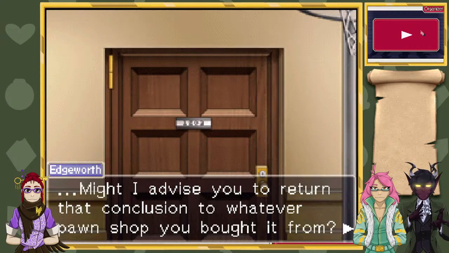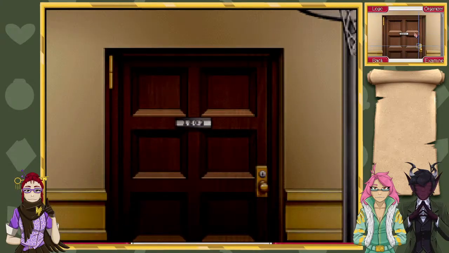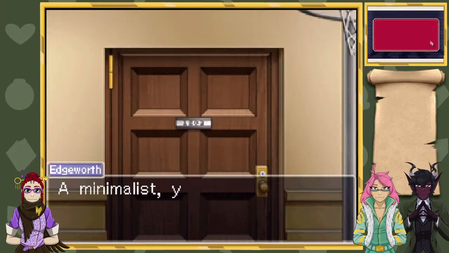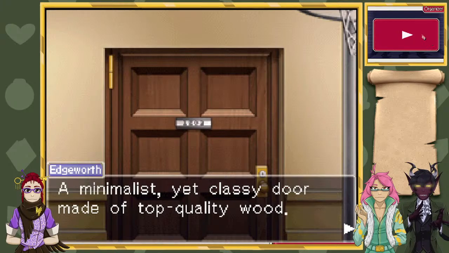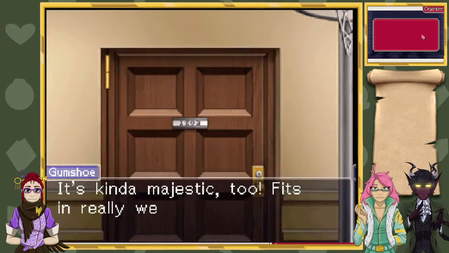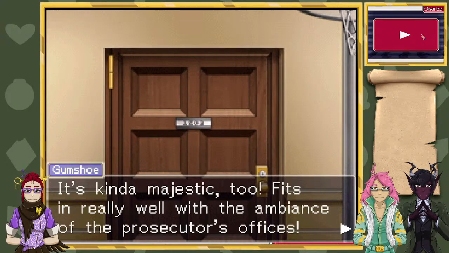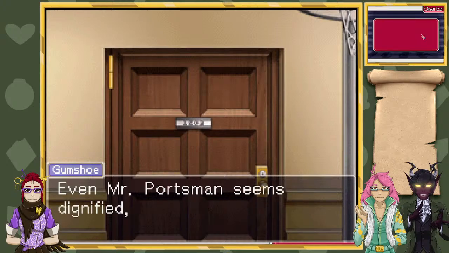Might I advise you to return the conclusion to whatever pawn shop you bought it from? Oh my god. Right. That's such a sassy line. It is. Is this... I don't know. A minimalist yet classy door. Made of top quality wood. It's kind of majestic!